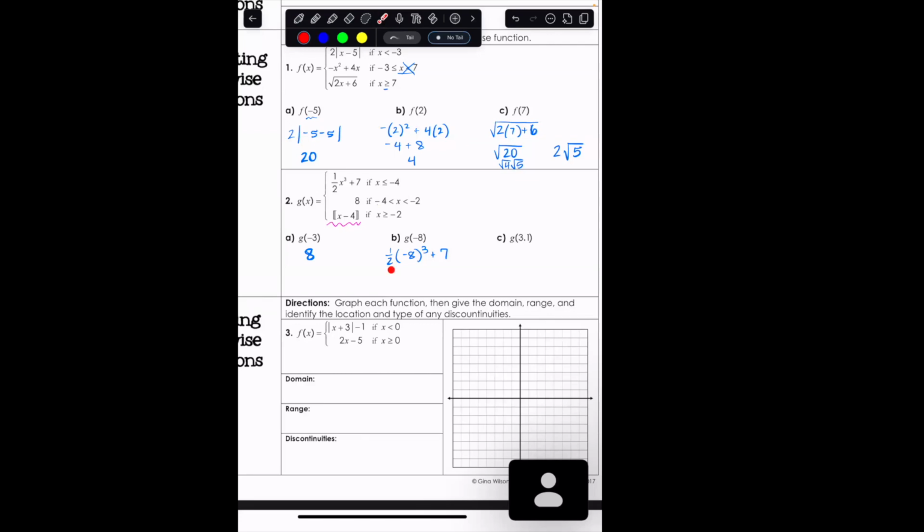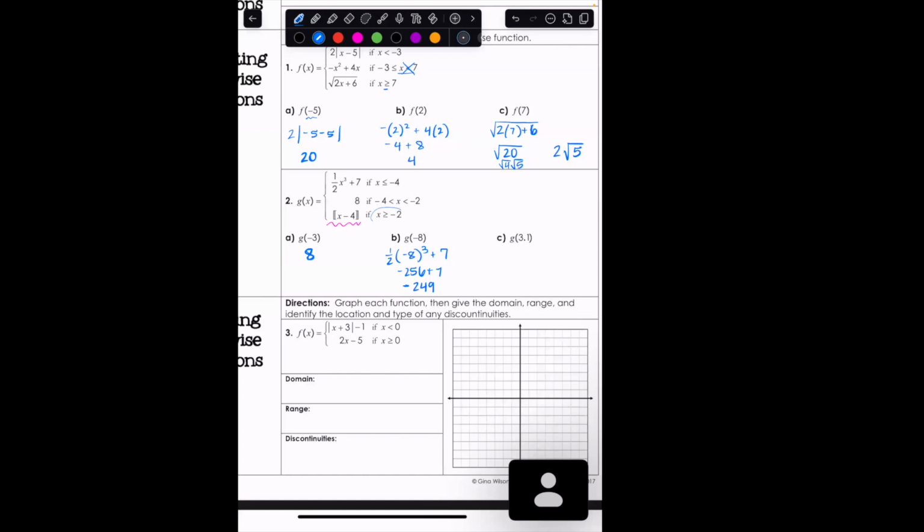So I have -256 plus 7. What is that? 249. Yeah. All right, 3.1. So G of 3.1 for part C.